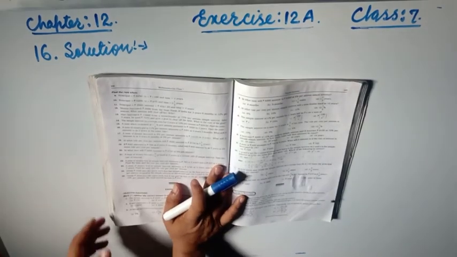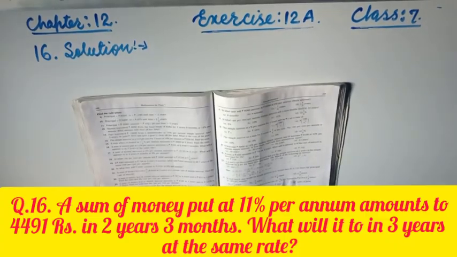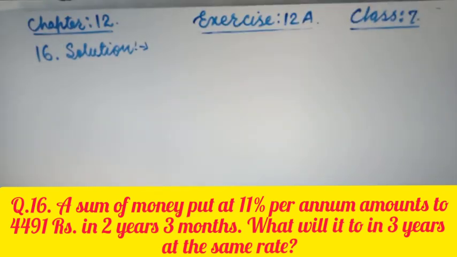Now see, friends, question number 16 says that a sum of money, meaning principal, put at 11% per annum amounts to rupees 4,491 in 2 years 3 months. What will it amount to in 3 years at the same rate? Very simple. Now, friends, see, first write whatever is given.